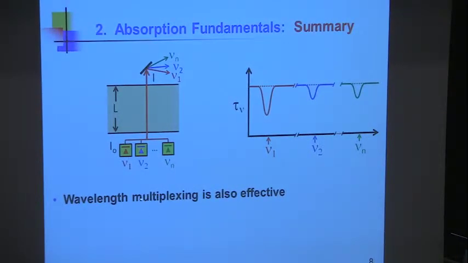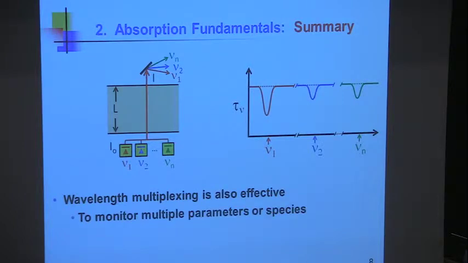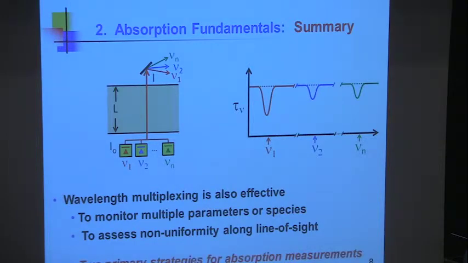We call that wavelength multiplexing. So you can begin to look simultaneously at multiple wavelengths or colors, which you might use to measure multiple species, or you might use it to begin to attack the non-uniformity along this line. What if the composition or the conditions are varying along that line? How do you figure that out? Well, you can do that by using different wavelengths of light with different sensitivities, and that can be done. Not easily, but it can be done.